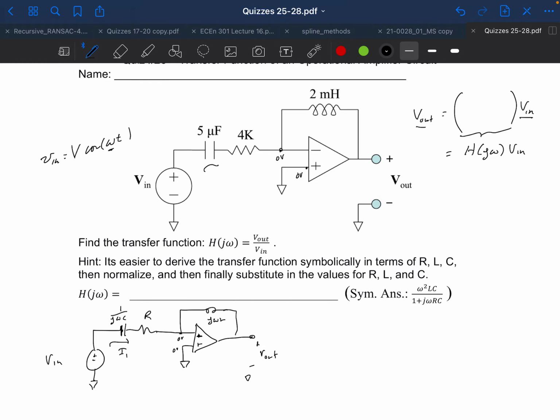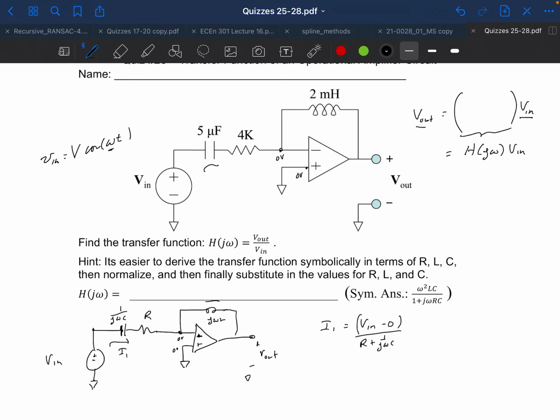Okay, I1 is going to be this voltage minus that voltage divided by the impedance in between. So in other words, I can write I1 is going to be V in minus 0, divided by the impedance. So it's going to be R plus 1 over j omega C. Okay, so that's that expression.